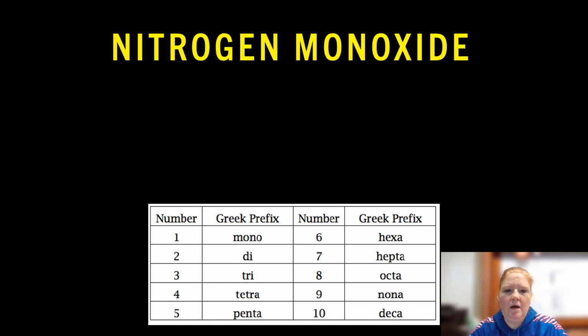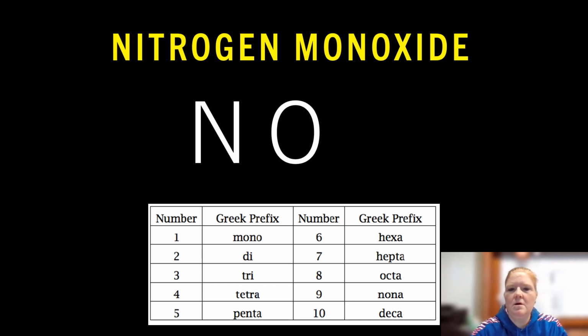All right. Nitrogen monoxide. Symbol of the first element, N. Symbol of the second element, O. How many of the first element? Well, 1, because it doesn't even have a prefix. How many of the second element? 1. That's it. It's just NO. Nitrogen monoxide. All done. Now you are going to practice.